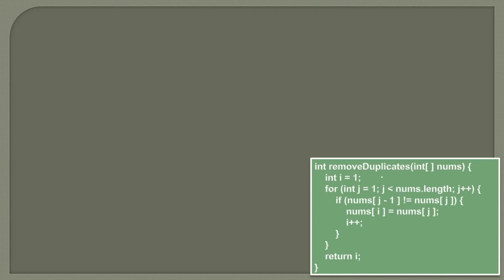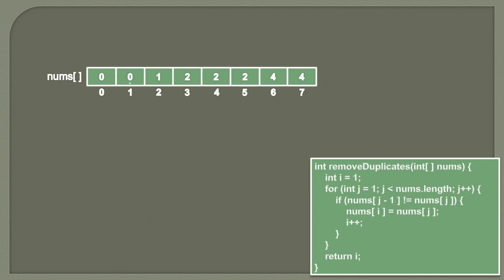So here this is the code, and let's say we are given this array which is sorted in ascending order and our task is to remove the duplicates. Now as the array is sorted, the duplicates will be adjacent to each other.